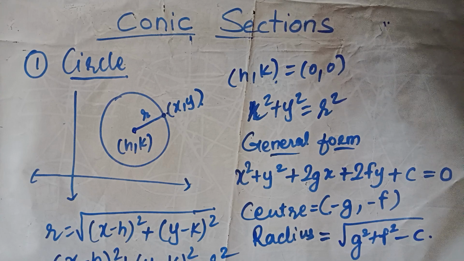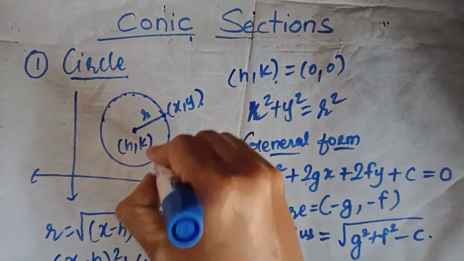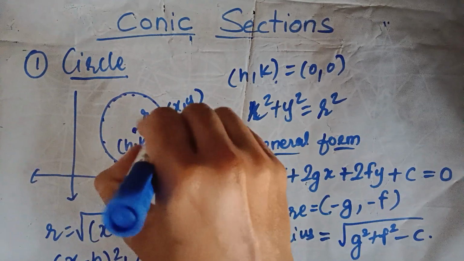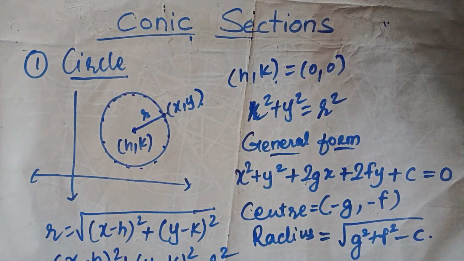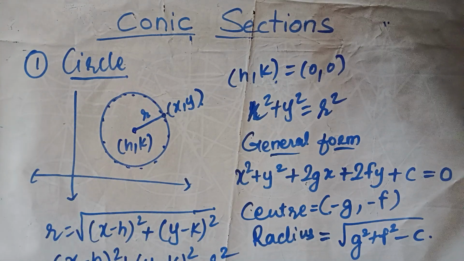So we'll do some examples. Before that, we have a definition of a circle: a circle is the set of all the points in a plane that are equidistant from a fixed point in the plane. That is, the radius is the same from a fixed point in the plane, which is our center.